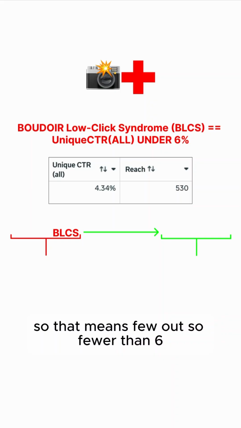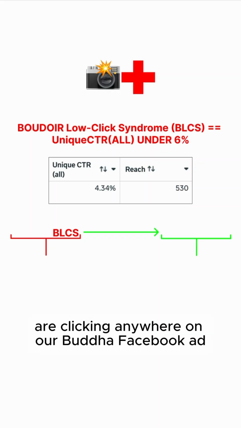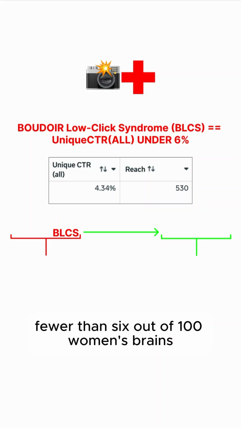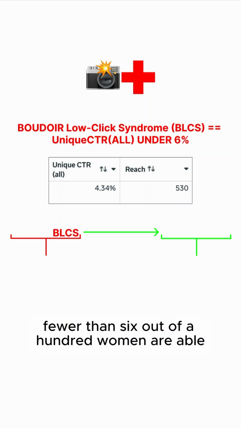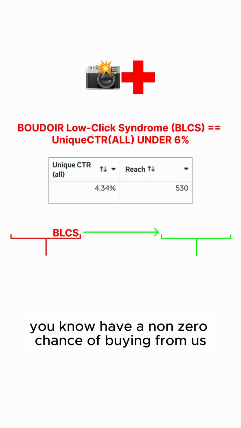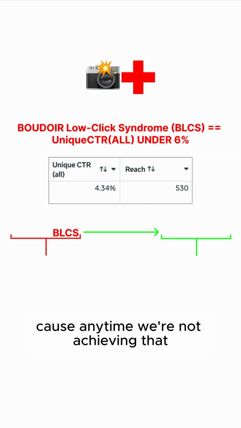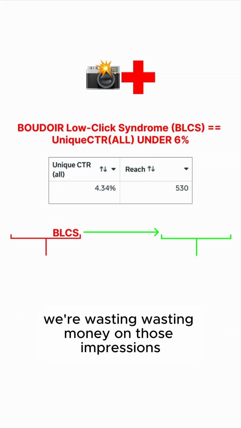That means fewer than 6 out of 100 women are clicking anywhere on our Boudoir Facebook ad. So our ad has entered fewer than 6 out of 100 women's brains, which means fewer than 6 out of 100 women have a non-zero chance of buying from us. So we've got to get this number as high as possible above 6%, because if not, we're wasting money on those impressions.